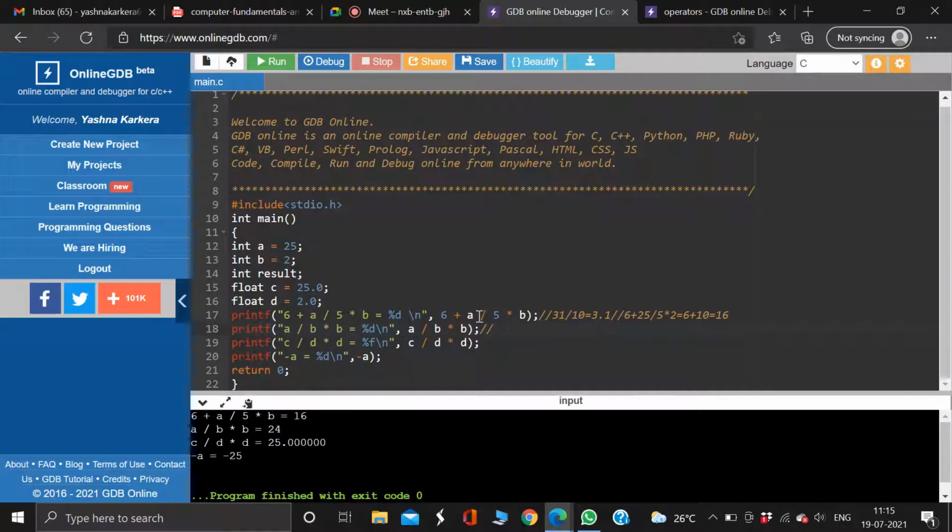Now I've explained the first printf. Yeah, just a second. The second one you're asking?